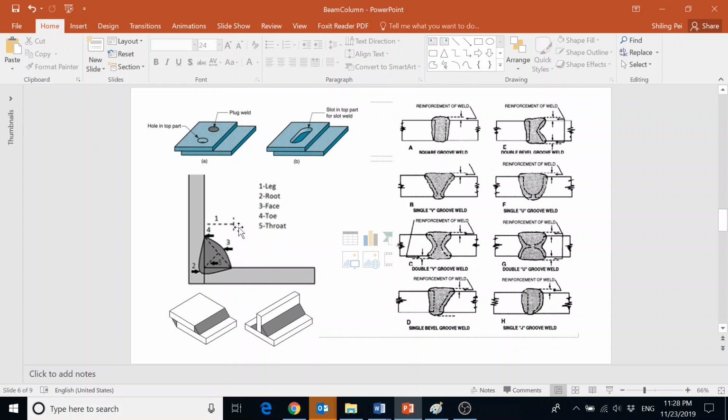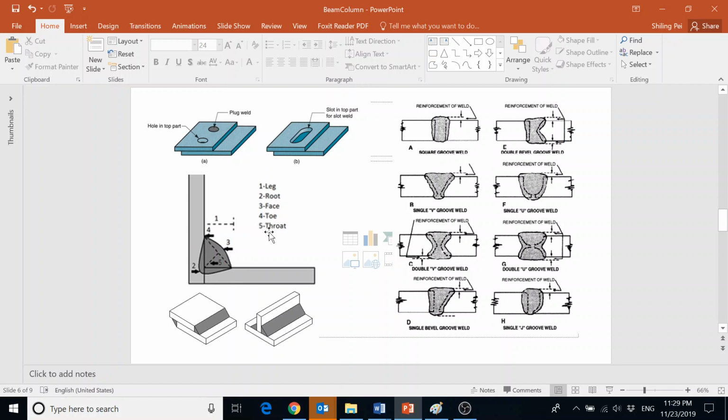So you will have the side of the triangle. Typically they are equal sides. We call it leg. The root is really the inner point of that triangle, where you can think about this is where a fillet weld takes root, right? Then the face is what you see. Like this is the face, this is the face. Toe is basically where it touches either side of the welded piece. Then, most importantly, the throat is actually the shortest distance from the face to the root, considering it is a perfect triangle.